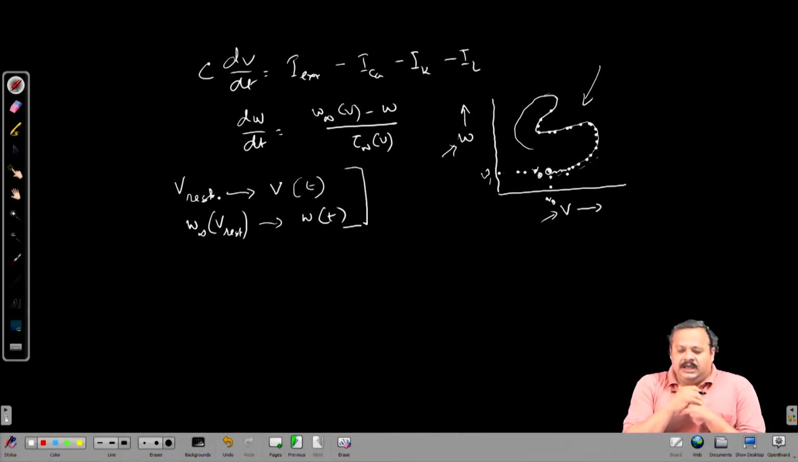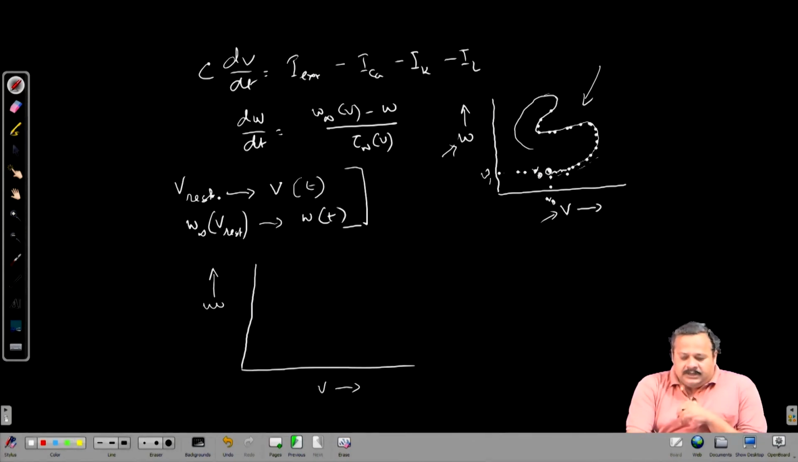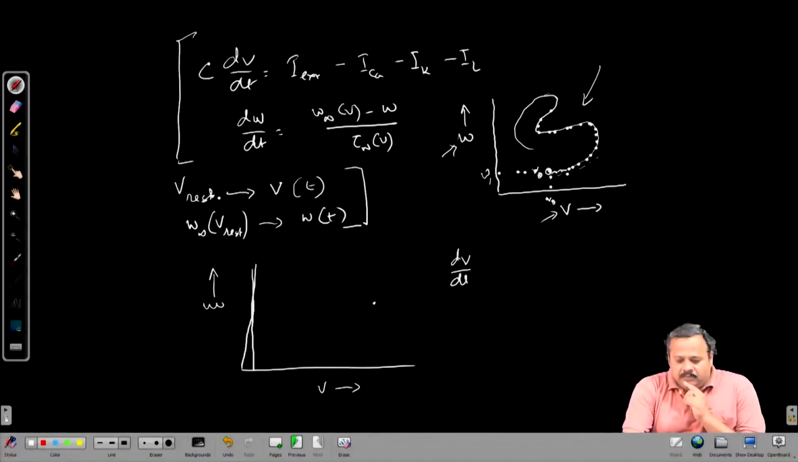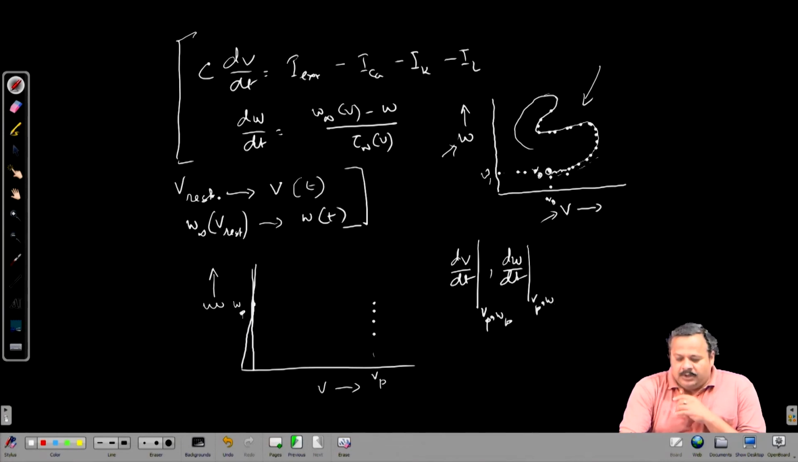If we want to understand the behavior of V and W in this plane, we must note that at any point in this plane, V is here and W is here. If we consider this particular point, let us say, what we have from the system of equations is the value of dV/dt and dW/dt evaluated at this point. Let us call this VP and WP. So, this is evaluated at VP, WP.